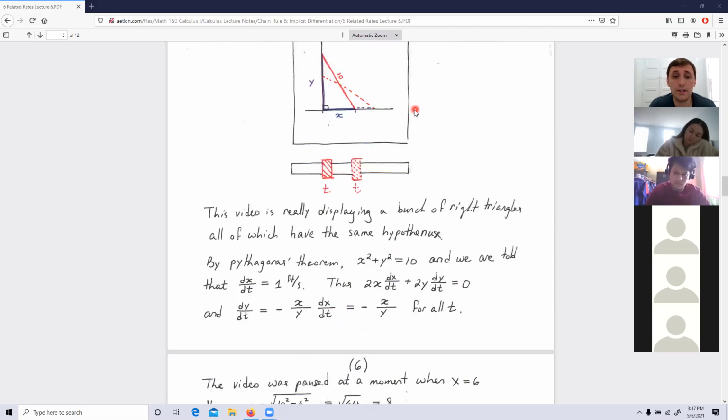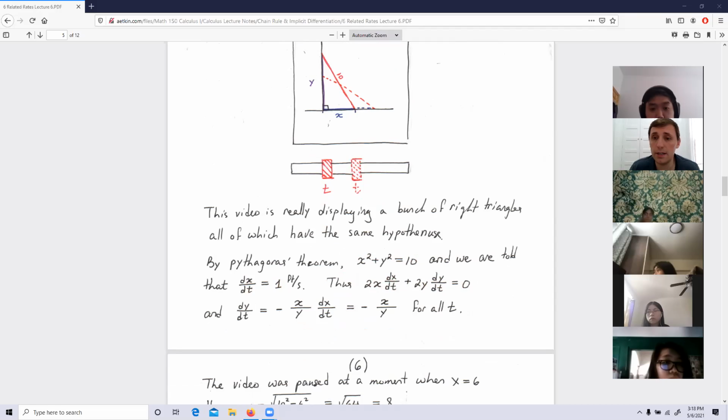And so I take the derivative, guys, of this. I wrote 10, but I meant 100 here, right? So dx dt, I know it's 1 foot per second. I take the derivative, it's 2x dx dt plus 2y dy dt equals 0. Are you with me? Do you see where I got dx dt and dy dt? Because x and y are not constants. They are functions of time.